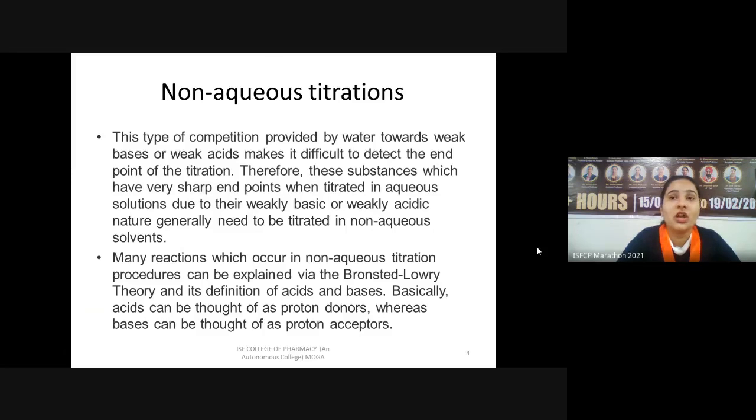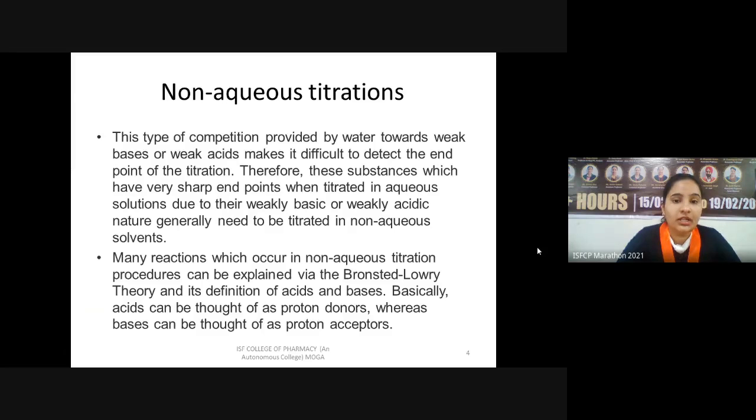No doubt there are many solutions which produce a very sharp endpoint in aqueous medium as well, but still we substitute it with non-aqueous titrations because of those competing reactions which are undesirable and hence need to be eliminated.